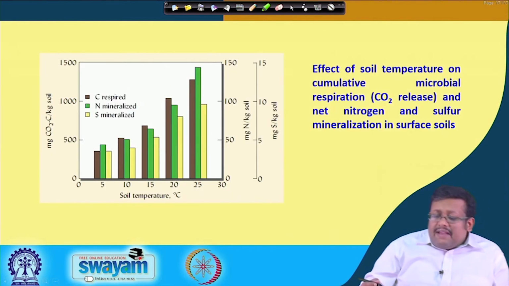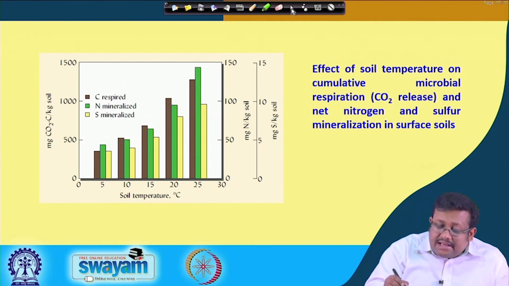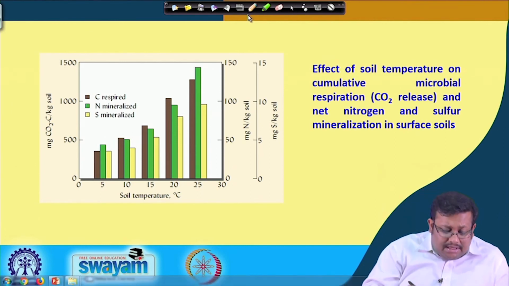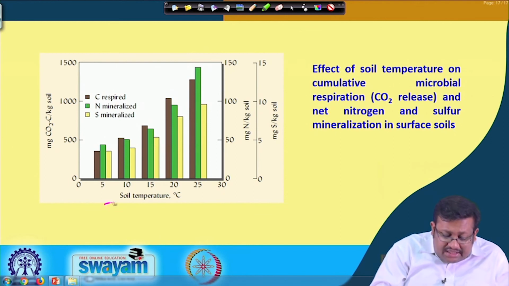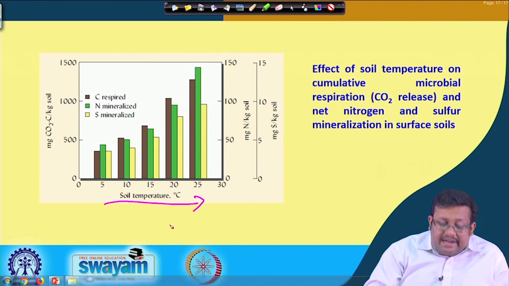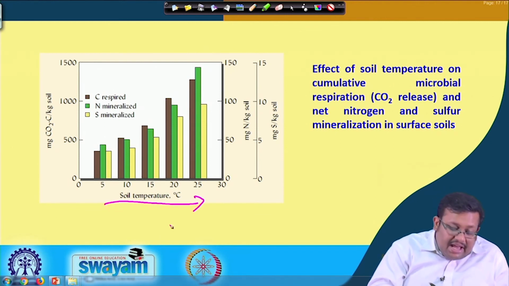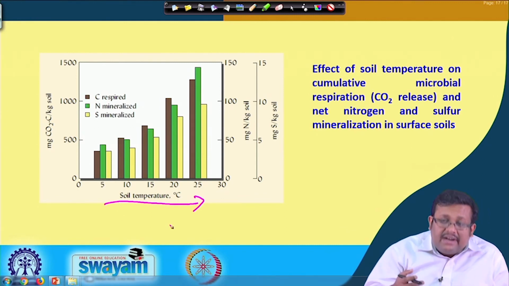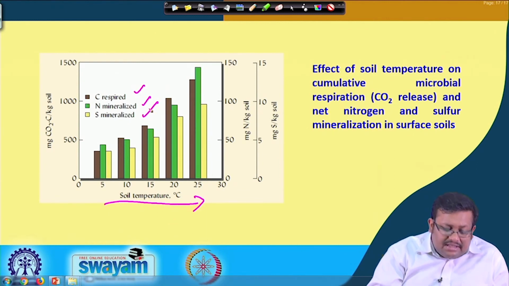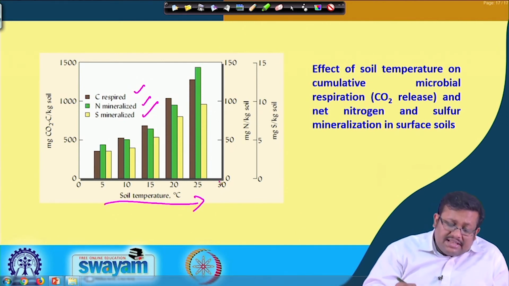So, what are the effects? You can see in this graph that we are plotting the soil temperature in degrees centigrade from 0 to 30, and we are seeing different trends of carbon respired, nitrogen mineralization and sulfur mineralization. So you can see that as the temperature increases, obviously all three processes are increasing.